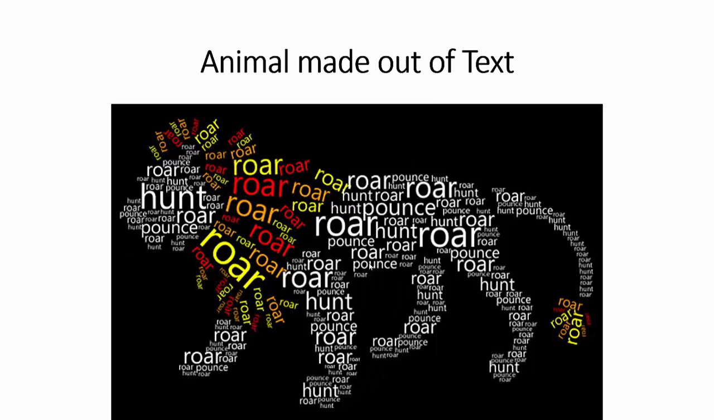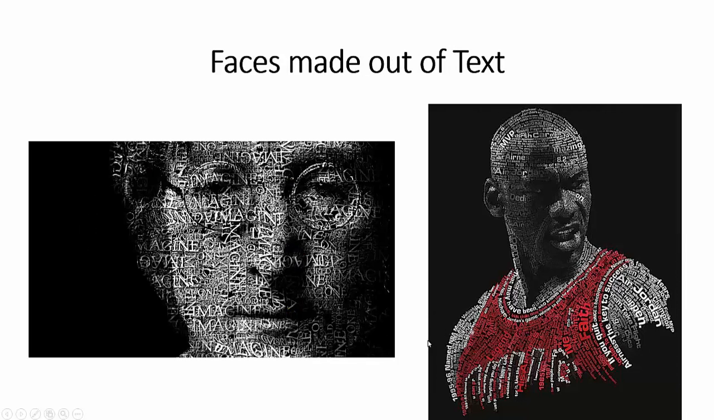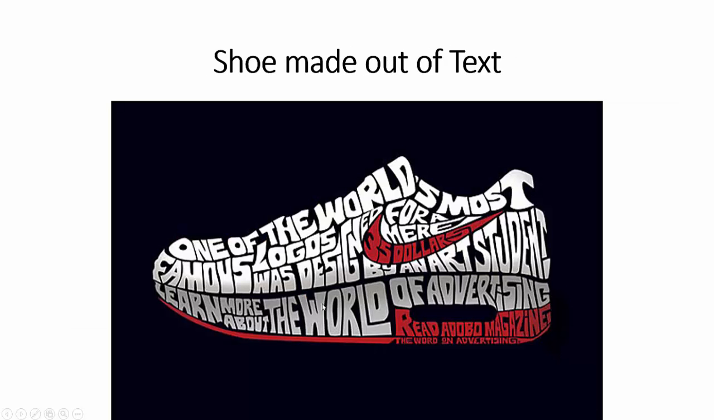And then we have the animal made out of text here. Animals and other characters have been made out of text. One thing about the text is that you want the text to relate to the subject. So in here you have hunt, roar, a lot of different things dealing with the lion. If we go back to these, they are also different quotes or things about the artists that are in there. So here's a shoe that has basically text made out of it.